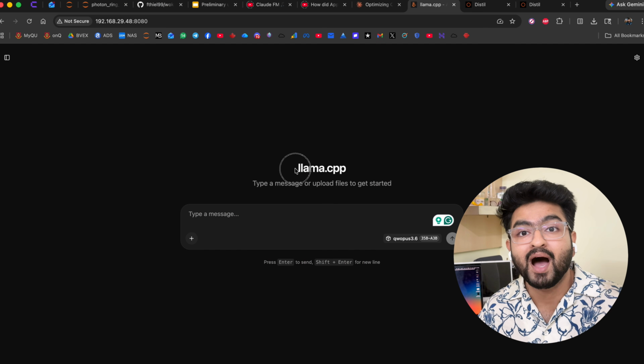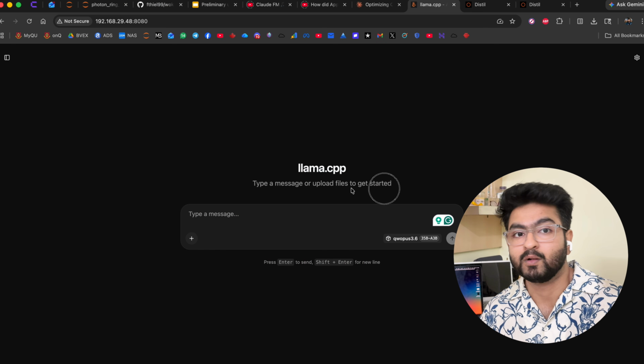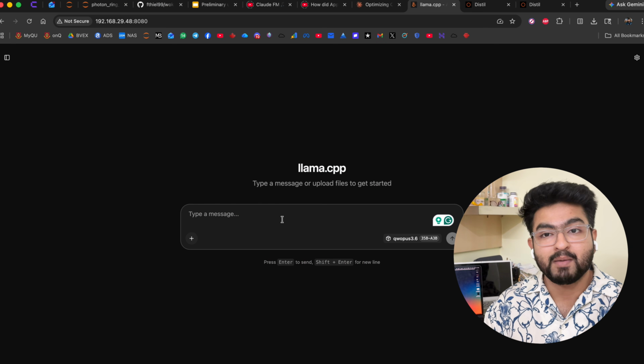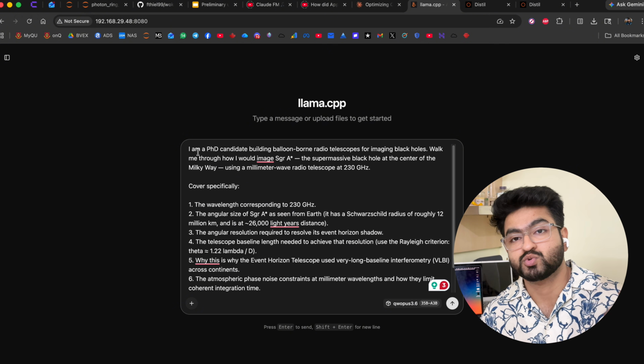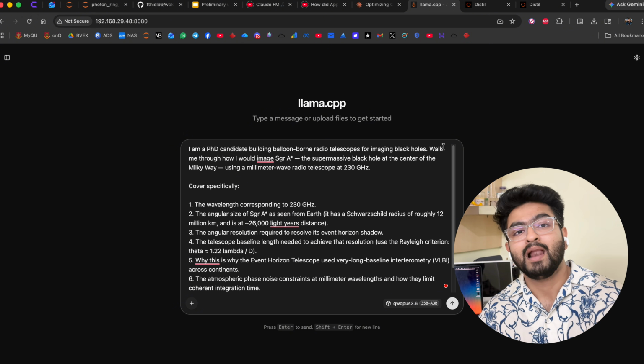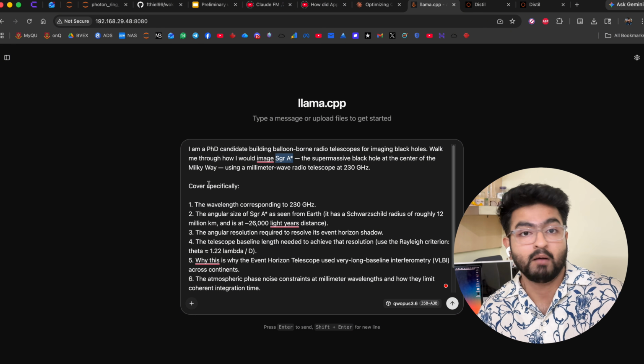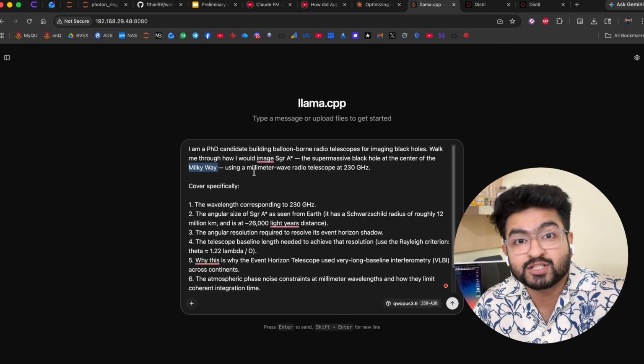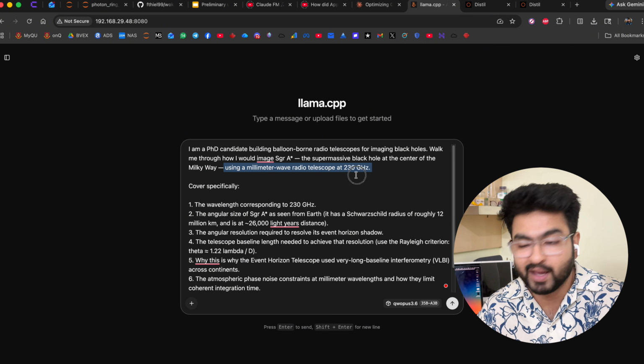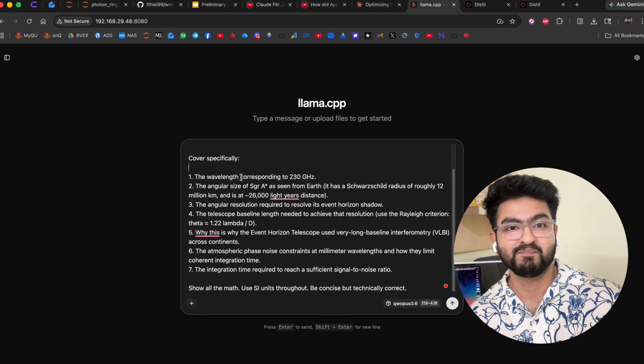Now let's get it even harder. For test 2, I am leaving opencode behind and going straight to the model, basically using llama.cpp's web GUI, which is running on this board. But I am a PhD candidate. I build balloon-borne telescopes for imaging black holes. So for test 2, I'm asking Qwopus a question from my actual research field.